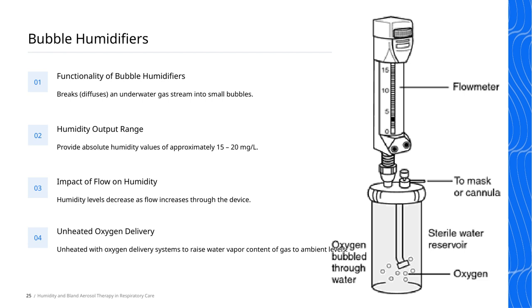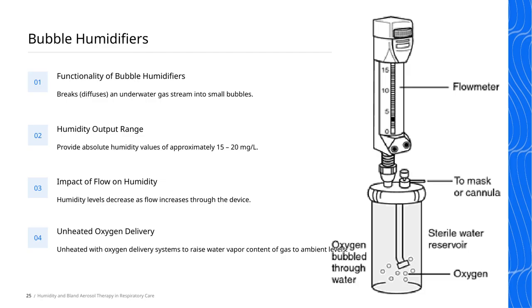This is because higher flow rates reduce the contact time between the gas and the water, leading to less moisture being added. In terms of humidity output, these devices typically provide an absolute humidity of around 15 to 20 milligrams per liter. This range is generally sufficient for many clinical situations, especially when the goal is to maintain a certain level of humidity without additional heating.